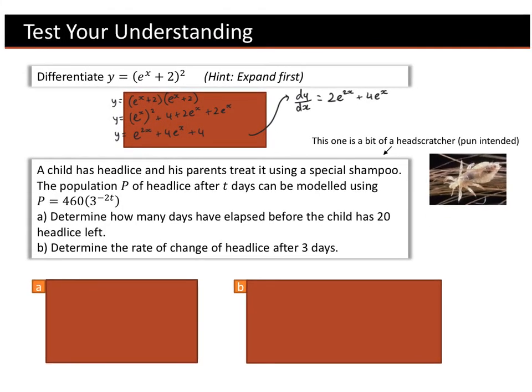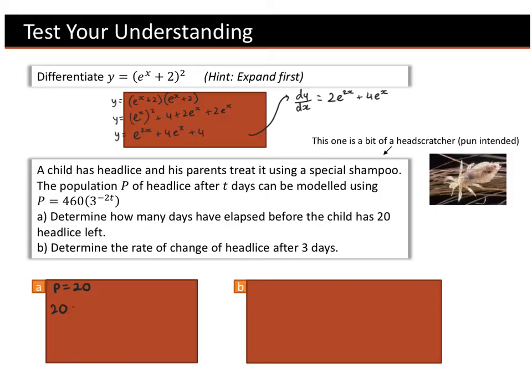A child has head lice, and his parents treat it using a special shampoo. The population P of head lice after t days can be modelled using the formula P equals 460 times 3 to the power of minus 2t. Determine how many days have elapsed before the child has 20 head lice left. That means our population equals 20. I always write down what information they've given me. Okay, I've got a formula, I know what P is.